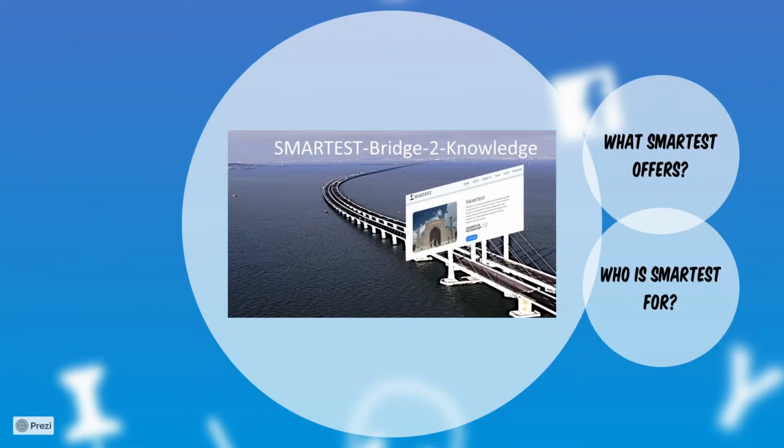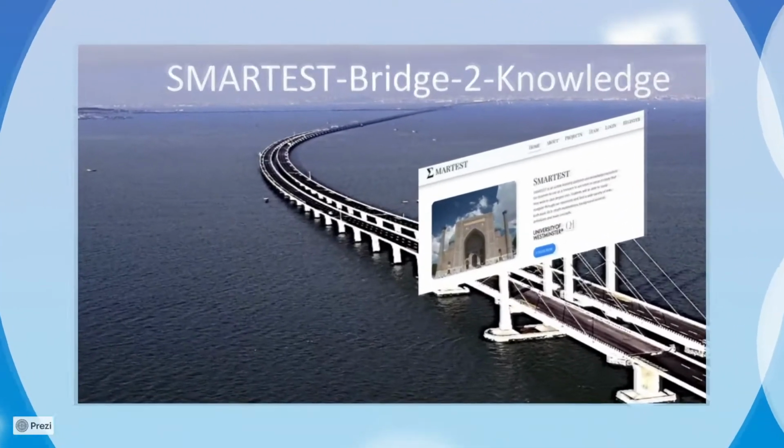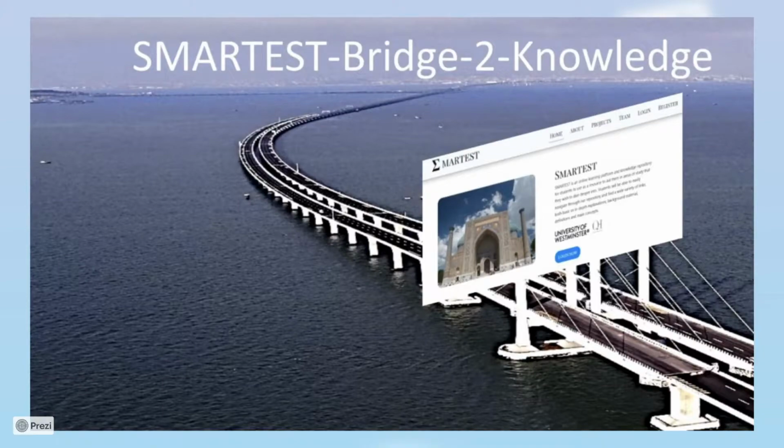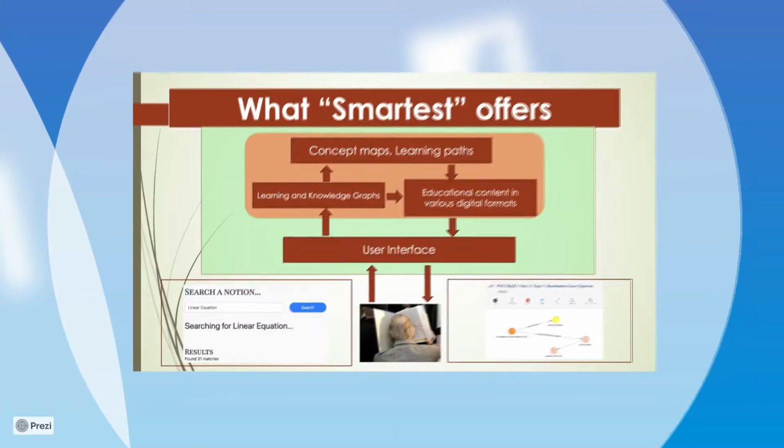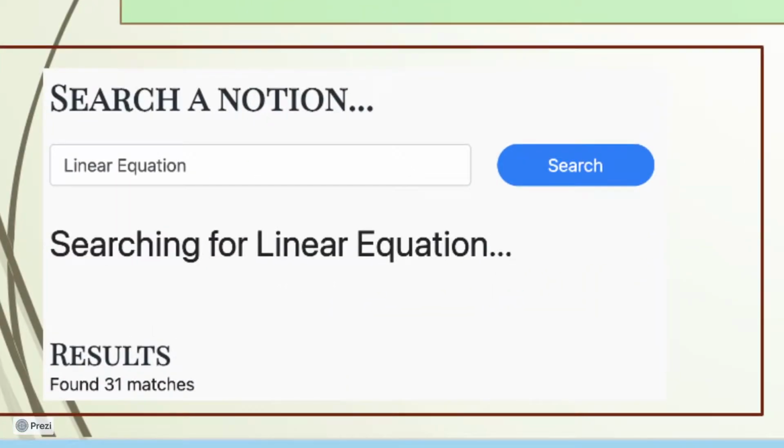So, what does Smartest offer? Well, we like to look at it as a bridge to knowledge. Smartest is a platform which you can query, kind of like the Google search engine, but in the case of Smartest, it will return learning paths.